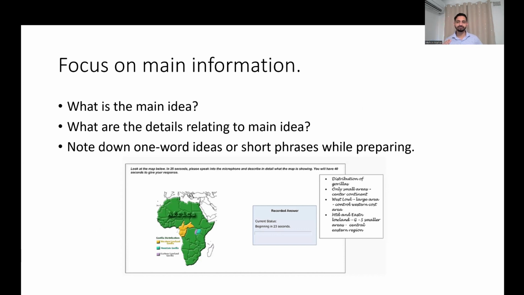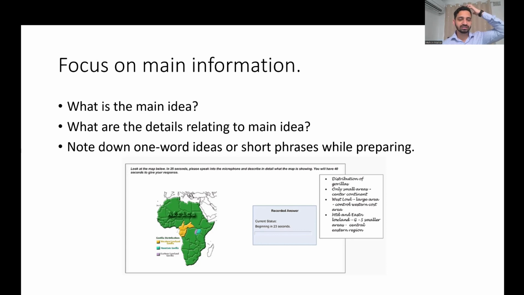So when you're preparing, you can note down short things that you look at in this graph. So first things first, this graph is about gorilla distribution. You can see, and the graph's quite small, but you've got three types of gorilla distribution here. You've got Western lowland gorillas, you've got mountain gorillas, you've got Eastern lowland gorillas, and you can see where they're located.